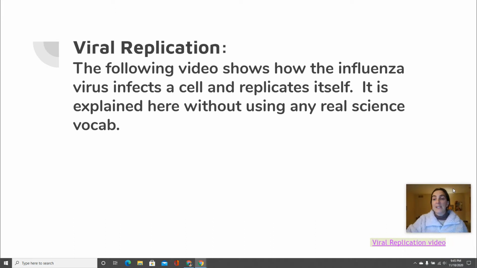So now we're going to go back to just talking about viruses a little more generally. We're going to watch a short video that shows how an influenza virus, so this is a different type of virus, this is not a coronavirus, it's a flu virus, but how it infects a cell and replicates itself. And there are a lot of similarities here to what you just read about.